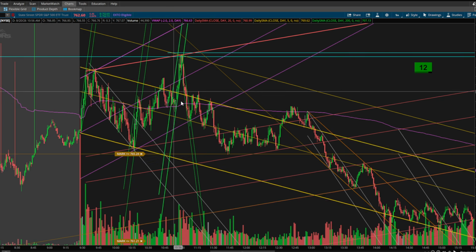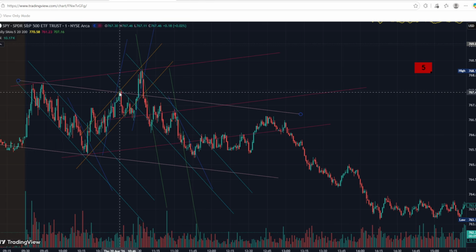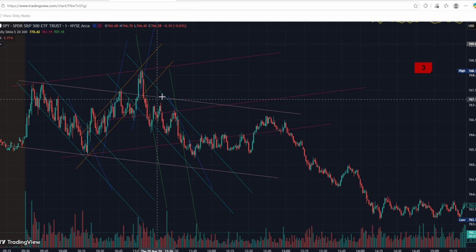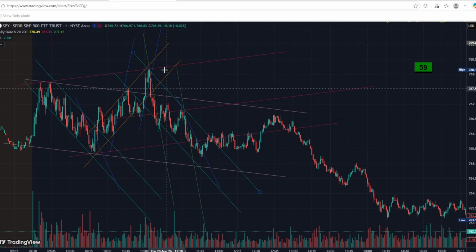Like it worked. I'm just wondering because on Eric's it wasn't even. It broke his and closed above it, but it was just barely, right here. So I don't know when he put this magenta in here, but that would have been a nice entry.